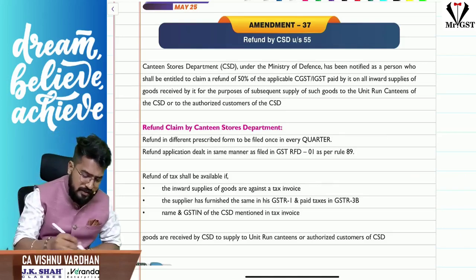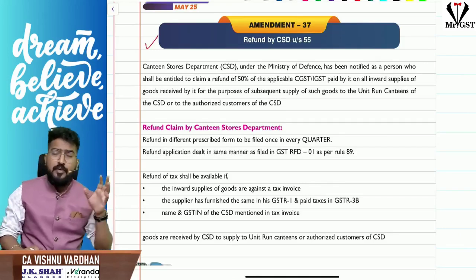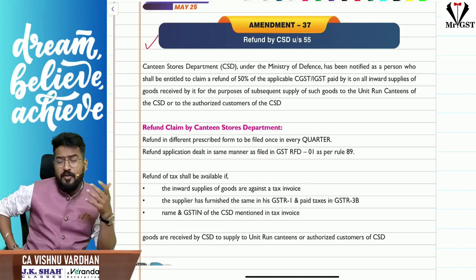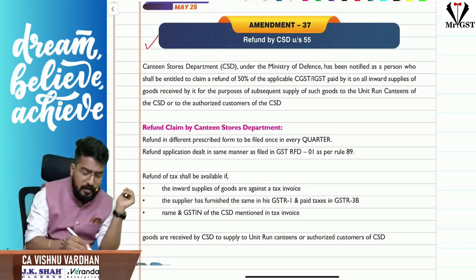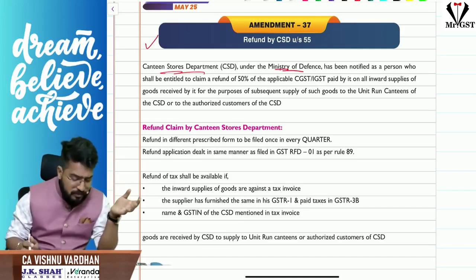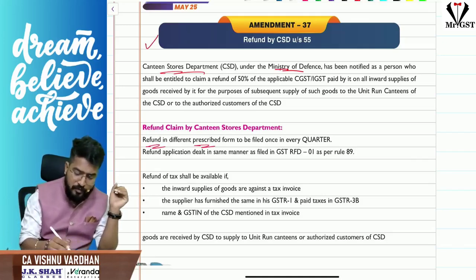Again, this is a very small amendment, not that greatly relevant, no issues. Generally, for applying refund, the government has the power to notify people under section 55 who are eligible for refund of the taxes paid on their purchases. Recently, they have added canteen stores department under Ministry of Defense under this category. So these people also can now claim refund of the GST paid, in prescribed form, filed every quarter in GST RFD 01, all the stuff.